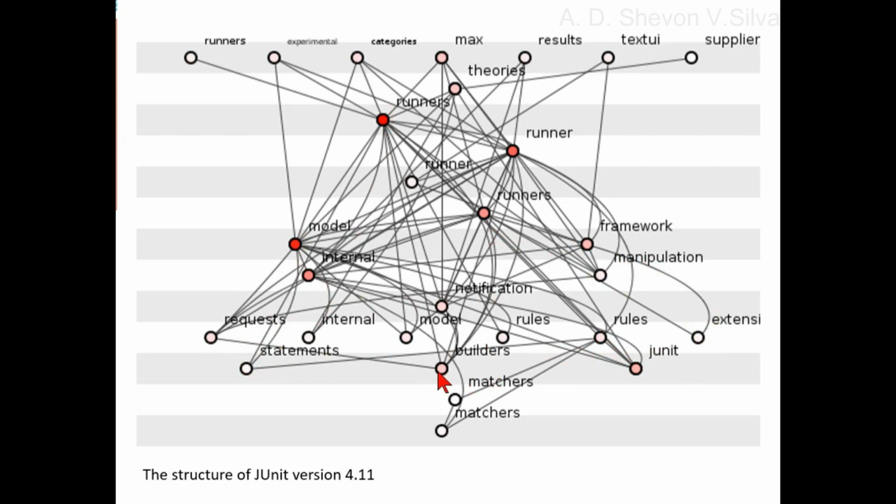Here builders interacts with runners, model, runners and requests. Here JUnit interacts with internal, rules, theories, runners, model and internal. Here matches interacts with the rules and matches. Here matches interacts with rules and matches and internal.